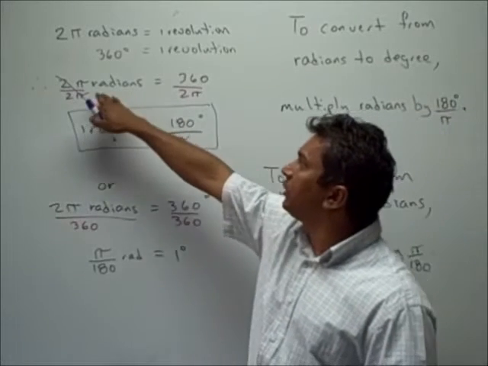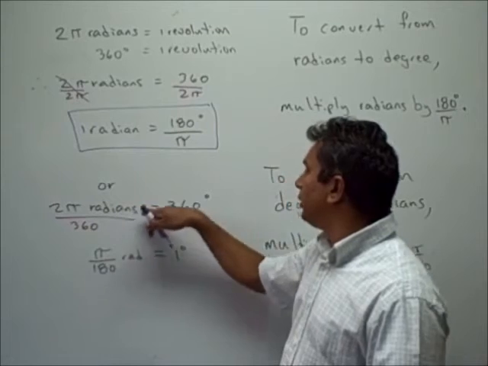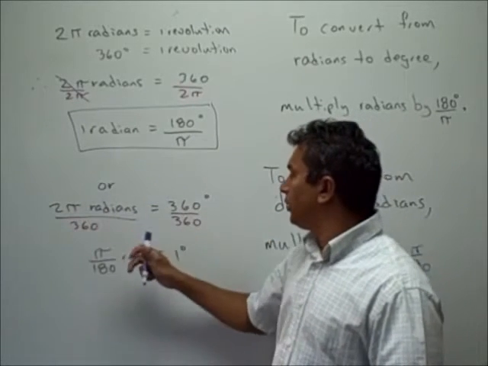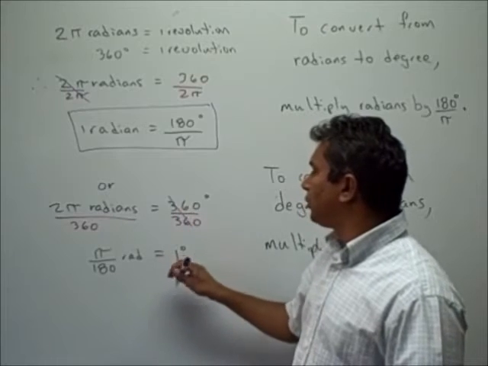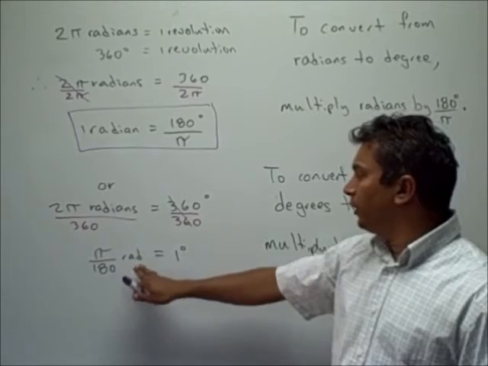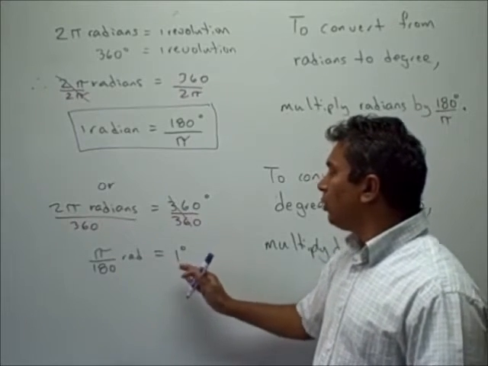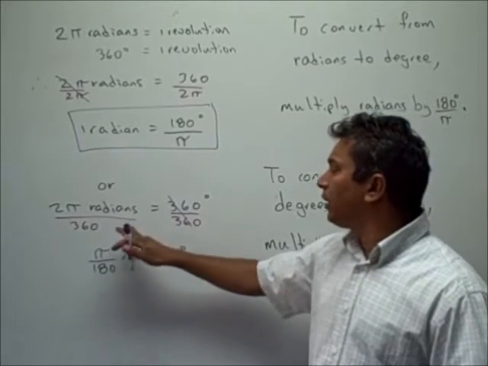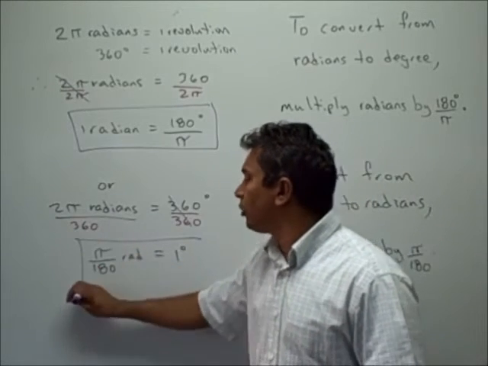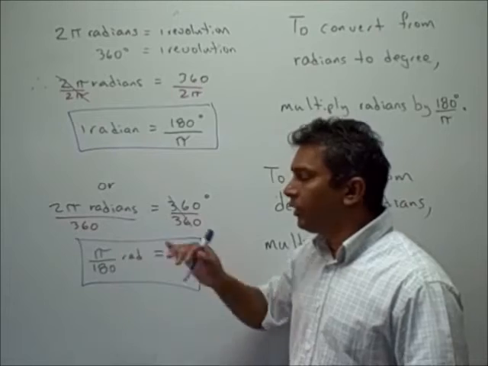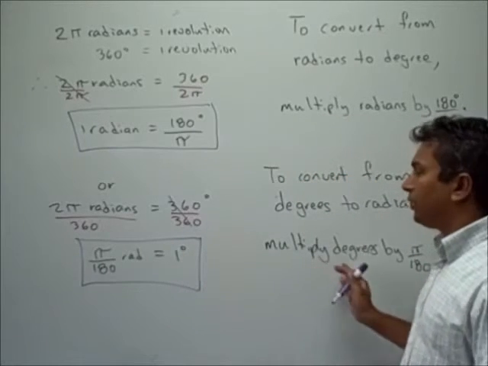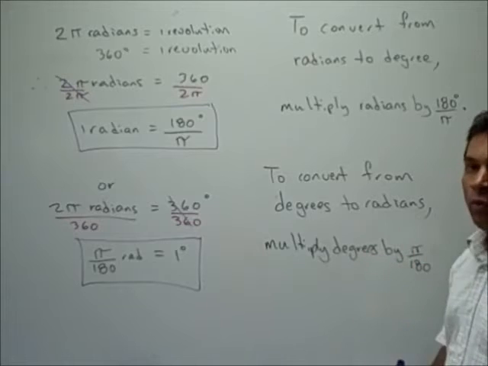If we take our same scenario where 2 pi radians is equal to 360 degrees and divide by 360 instead, the 360 will cancel, leaving us with 1 degree, and this simplifies to give us pi over 180 radians. So 1 degree is the same thing as pi over 180 radians. Here we can use this conversion to go from degrees to radians. So to convert from degrees to radians, we multiply the degrees by pi over 180.